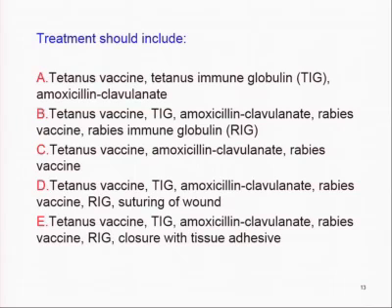Treatment should include: A, tetanus vaccine, tetanus immunoglobulin, amoxicillin clavulanate. B, tetanus vaccine, tetanus immunoglobulin, amoxicillin clavulanate, rabies vaccine, and the rabies immunoglobulin. C is tetanus, rabies vaccine, and amoxicillin clavulanate. D is tetanus vaccine, immunoglobulin, the rabies vaccine, rabies immunoglobulin, the antibiotic, as well as suturing of the wound. E is tetanus vaccine, immunoglobulin, amoxicillin clavulanate, rabies vaccine, rabies immunoglobulin, and closure with tissue adhesive.